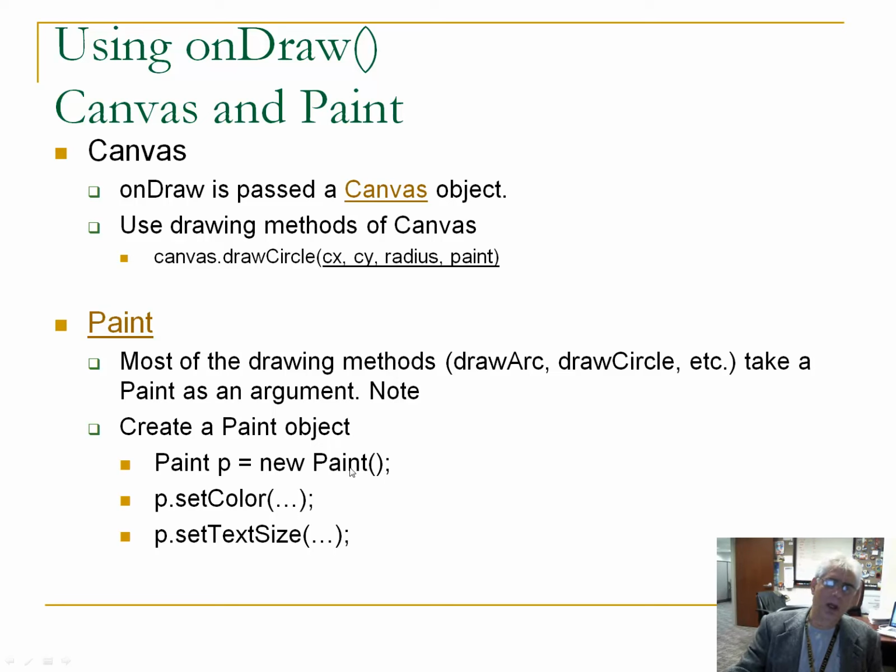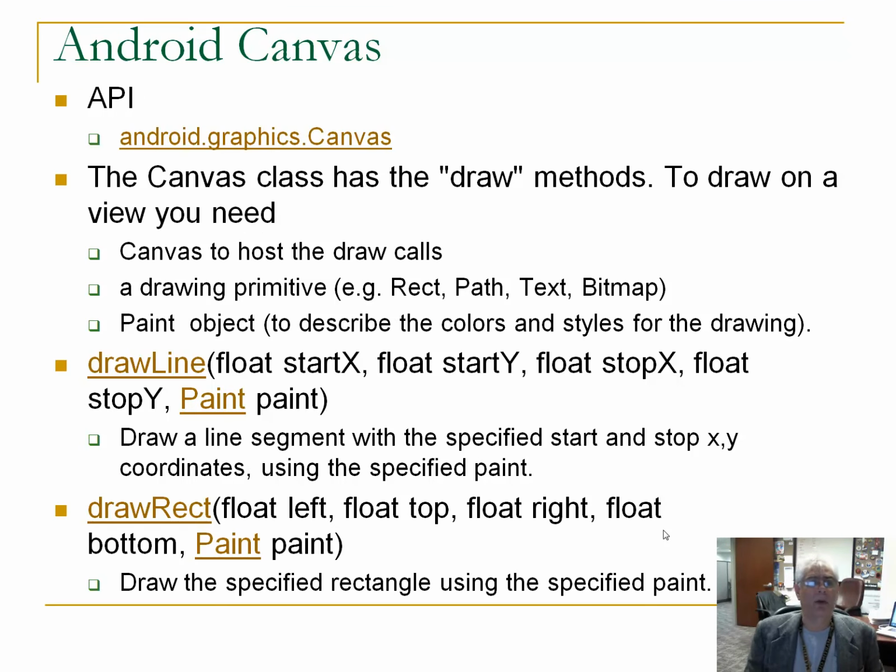And if you look in the Paint API, you'll see there's a fair number of methods: setColor, setTextSize, and a bunch of other things. And we will look at some of those other things down the road. For now, we're going to keep it pretty simple. In our example, we did just paint.setColor, Color.RED, Color.BLUE, Color.GREEN, whatever you like.